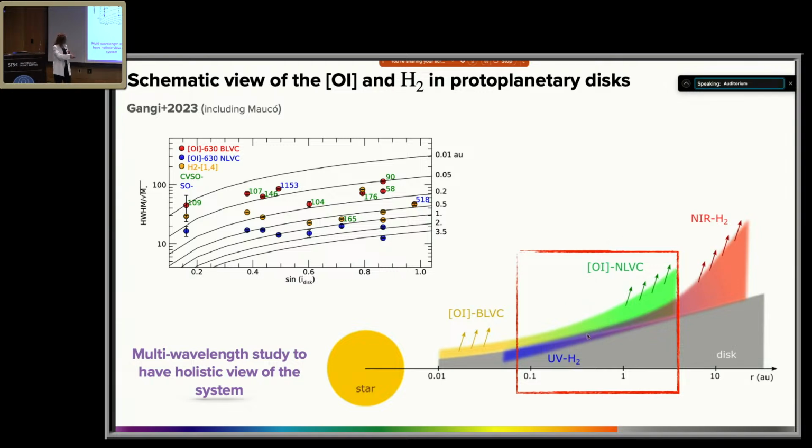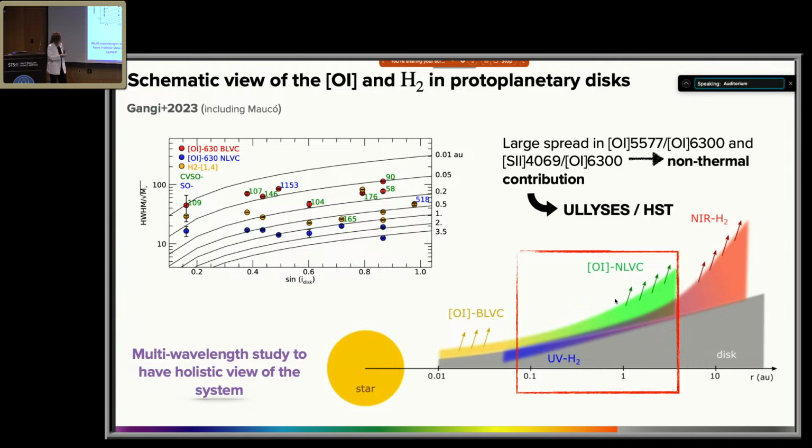This scenario is consistent with the FUV that is producing the H2 line having a significant contribution to the excitation of the oxygen 1 narrow component. So that is something you have to take into account when you study this type of tracer in winds in these systems. It was also seen in the larger spread that we found in the line ratios, which also points to a non-thermal contribution. And that is just because we have these simultaneous UV observations with Ulysses. So this work shows the potential of having these multi-wavelength observations and trying to link these different tracers in protoplanetary disks.